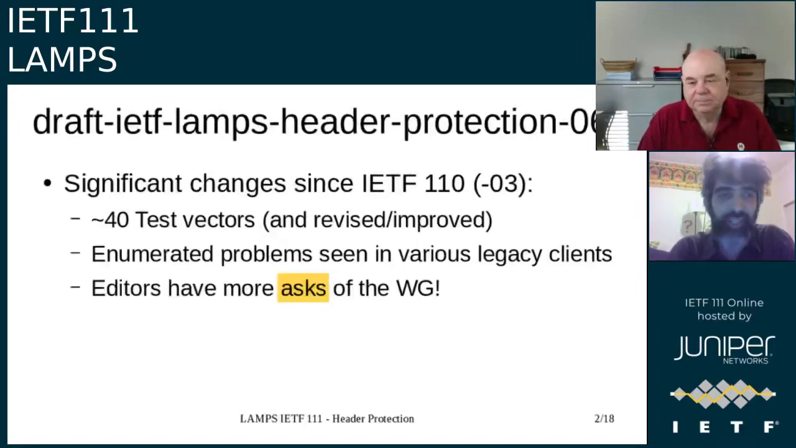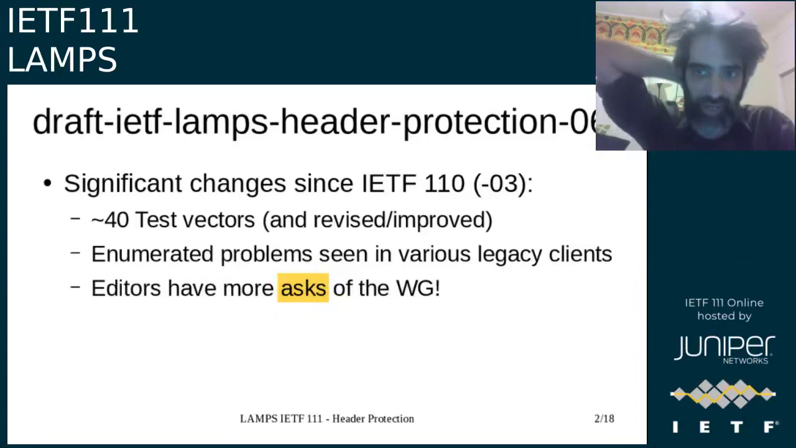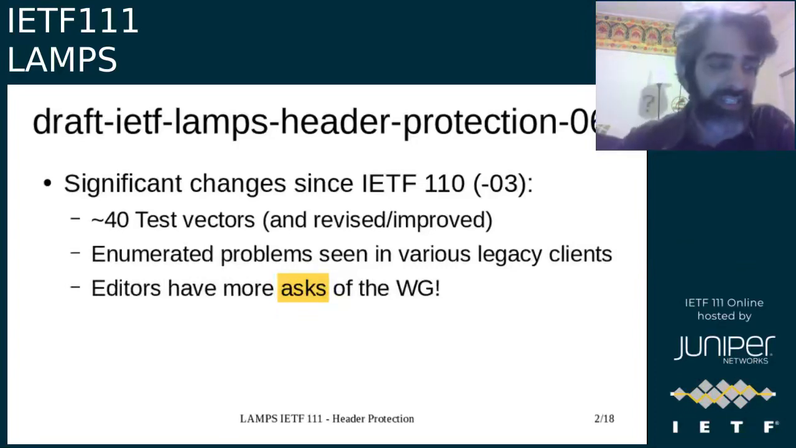We're talking about header protection here. I hope some folks have read the draft. The point of the header protection draft is to extend the end-to-end cryptographic protection for email headers that we currently have just for the body. Since last IETF, we've had several revisions, which are fairly minor, but the big change is that we added 40 test vectors to the draft.